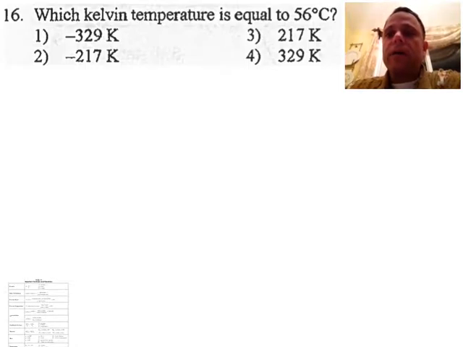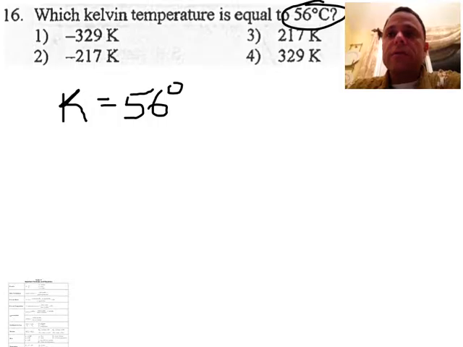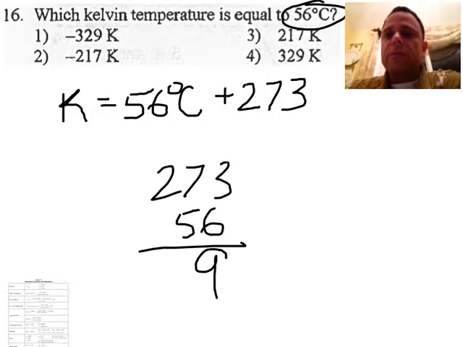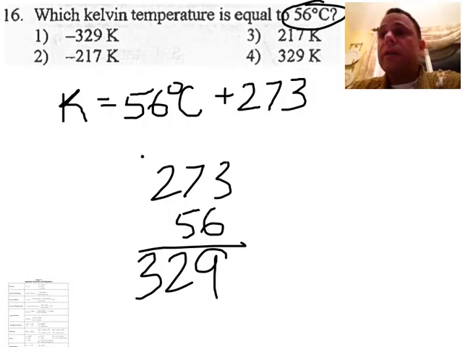So we have the Kelvin temperature is equal to the degrees Celsius, 56 degrees Celsius, plus 273. What is that? 273 plus 56, 9. Okay, 7 and 5 is 12. 329. And there it is.